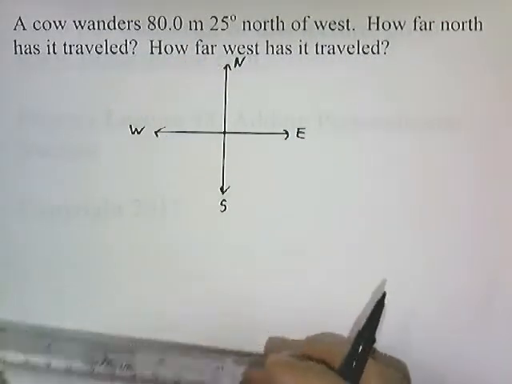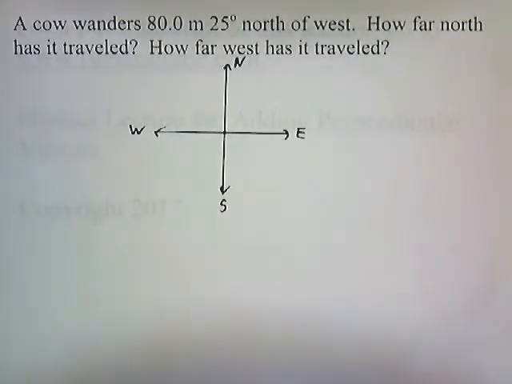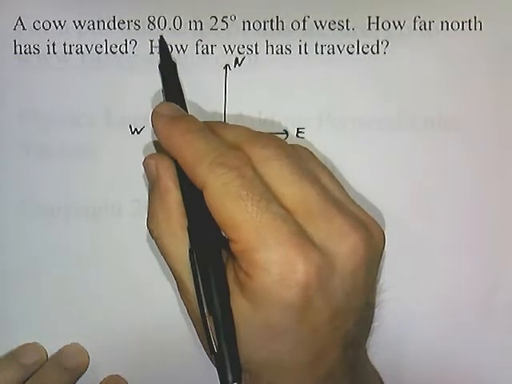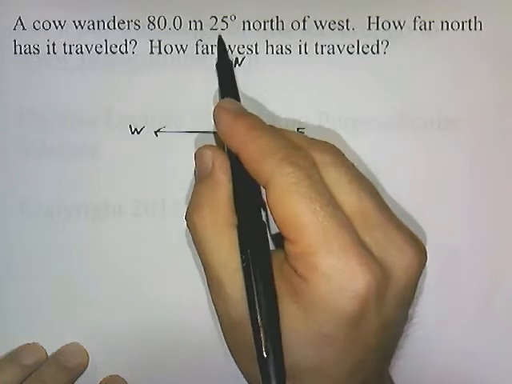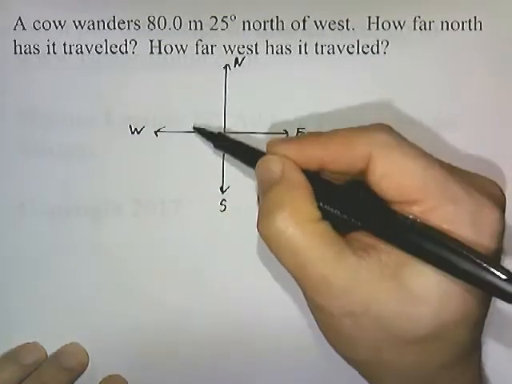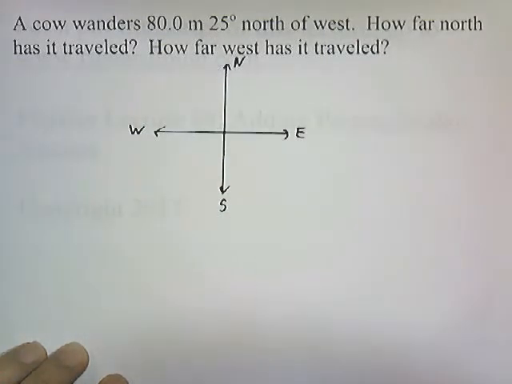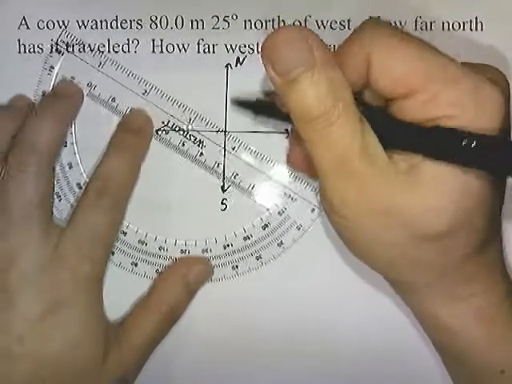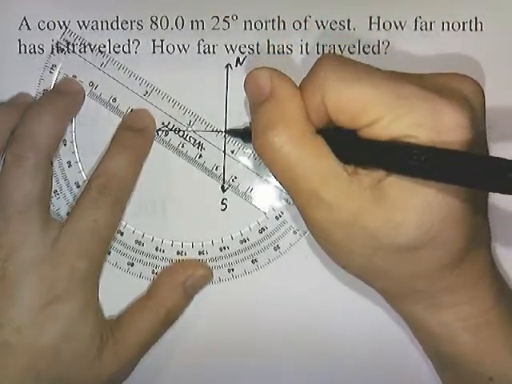Draw the diagonal vector from the origin of the graph. So this is our vector. It's going to be 80 meters in magnitude, 25 degrees to the north of west. Well, here's west. Above west is to the north of west. So it doesn't have to be exact. We're just going to approximate it. So we're just going to draw a line like that.